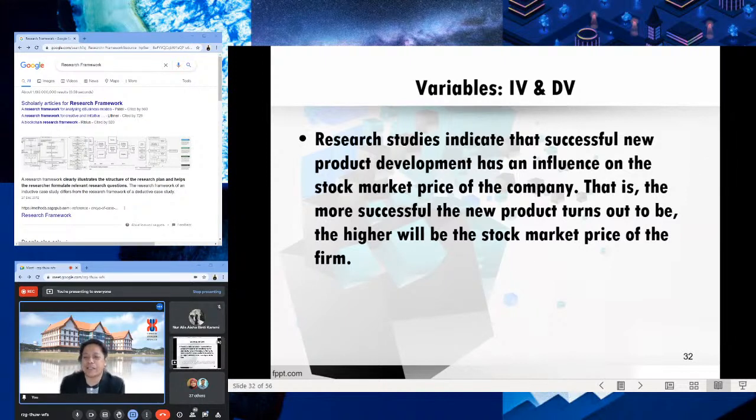Actually, it depends on your perspective. For me, I think it is based on this statement: research study indicates a successful new product. Successful new product. Why echo? Is there another answer?